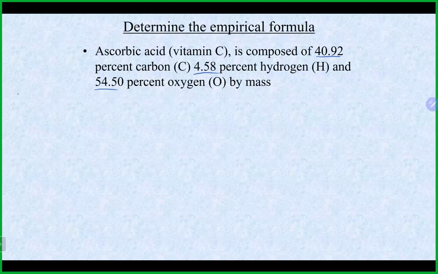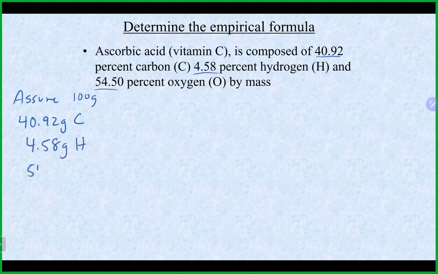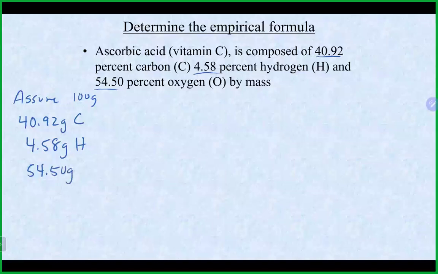So we're going to assume 100 grams here, and what that's going to do is basically just turn those percentages into grams. So that would mean that we would have 40.92 grams of carbon, 4.58 grams of hydrogen, and 54.5 grams of oxygen. So that is basically our second step, just get them to grams.